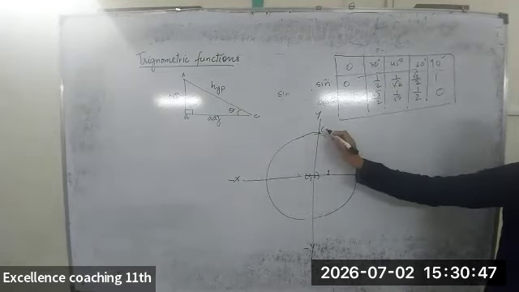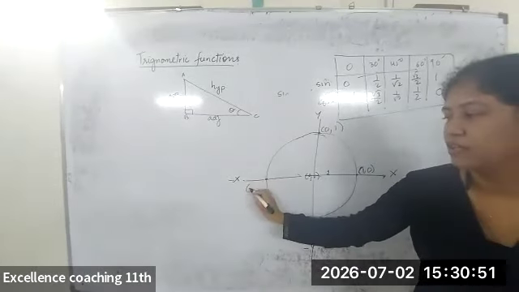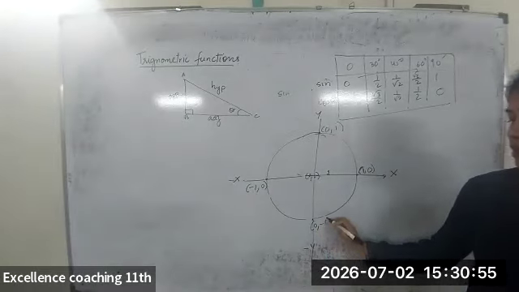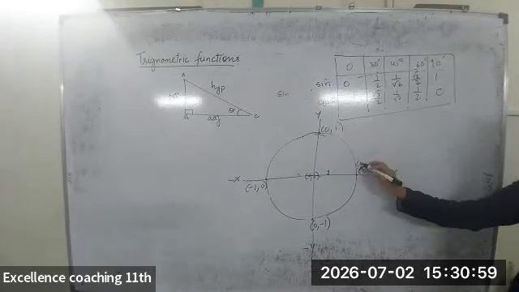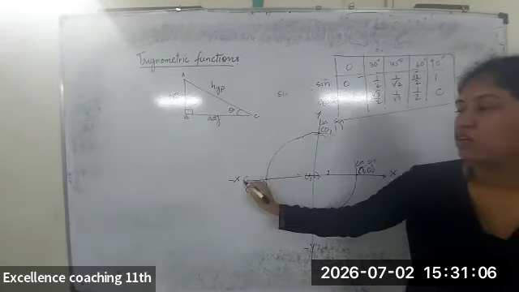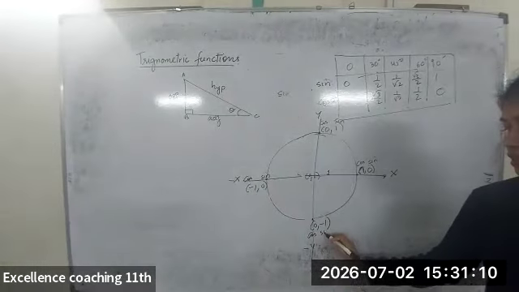So this point will be what now? 0 comma 1. This one is going to be minus 1 comma 0. This one will be 0 comma minus 1. Now the first one is always cos and the second one is always sine. So here also cos, this also will be sine. Cos and sine you have to consider.